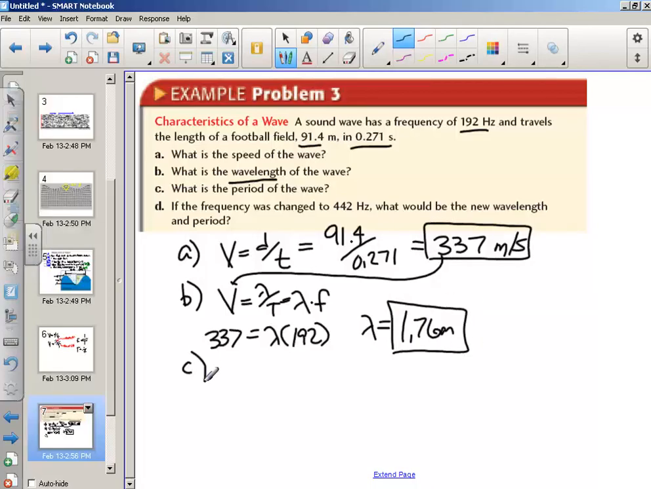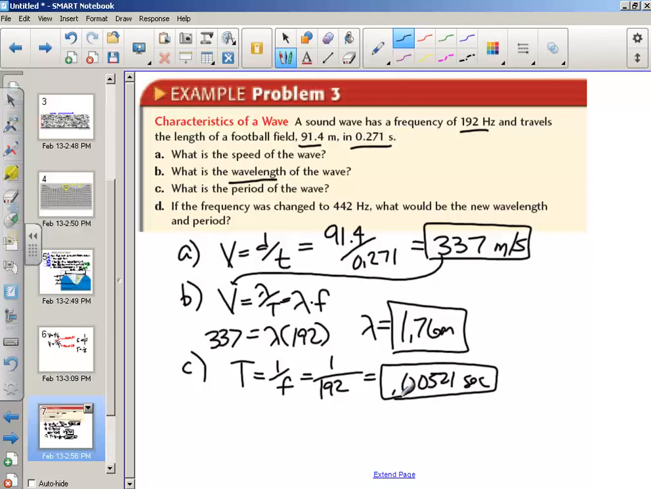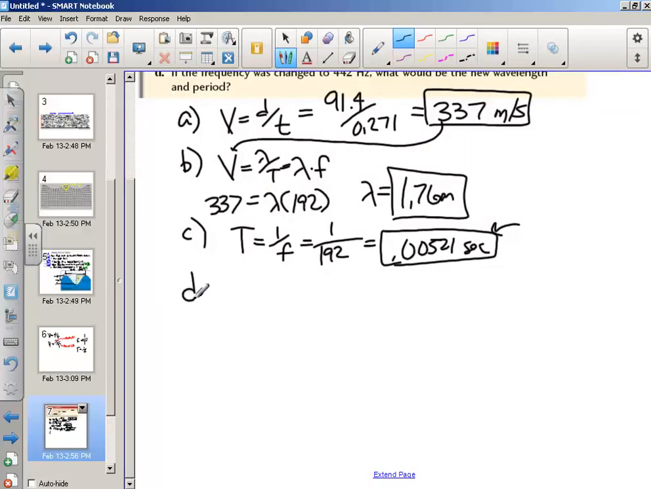Part C, what is the period of the wave? Remember the period is 1 over the frequency. So we have the frequency up above, which is 192. So you take 1 divided by 192, and you get 0.00521. Now that's seconds. That's crazy. It takes 5 milliseconds, or 5 thousandths of a second, for a wave to repeat itself. And that's actually pretty slow in terms of sound waves. Sound waves vibrate really, really quick. We'll do some more experimenting with that when we talk about sound next chapter.